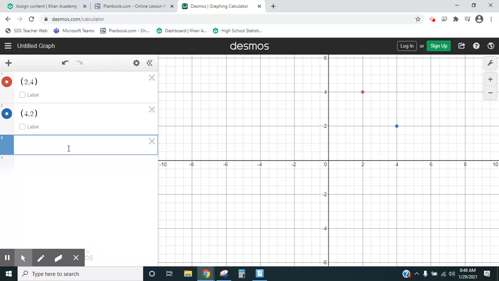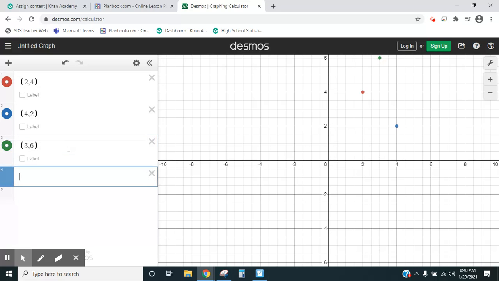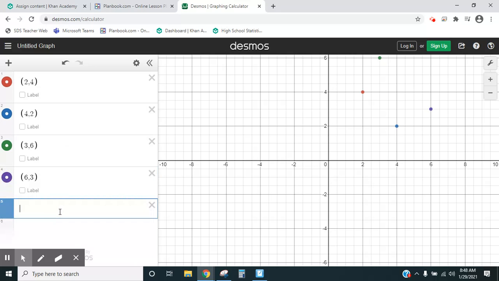All right, give me another example. 3, 6, and 6, 3. Okay, 3, 6, and 6, 3. They're inverses. Now, take a look at this.